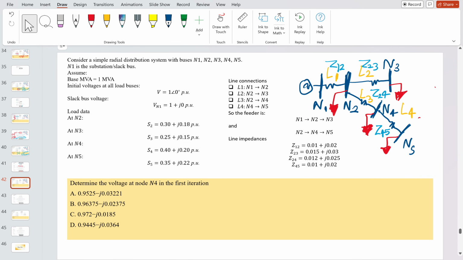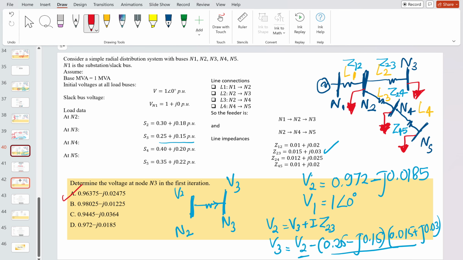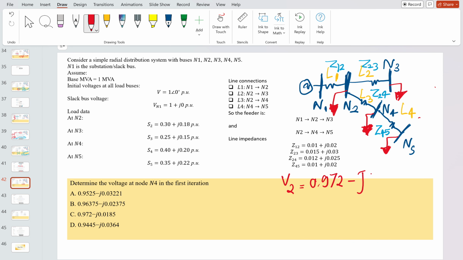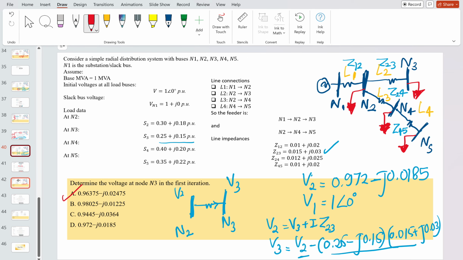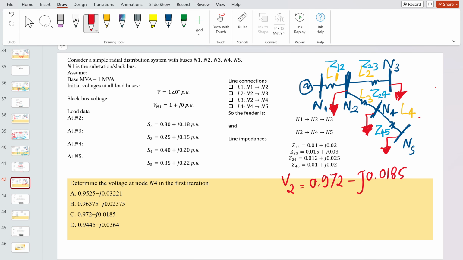Let me give what the voltage at V2 is, that is important. What is the voltage at V2? V2 was basically 0.972 minus j0.0185. That will be easy for you to solve.